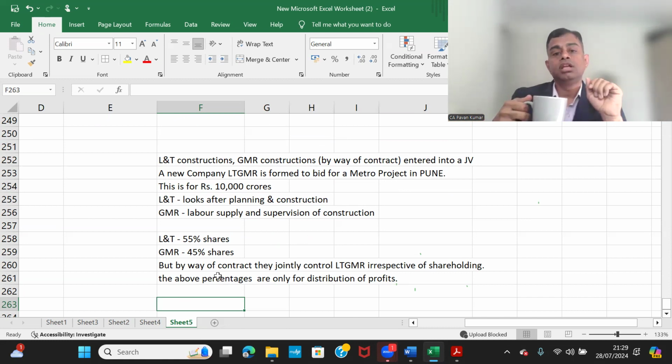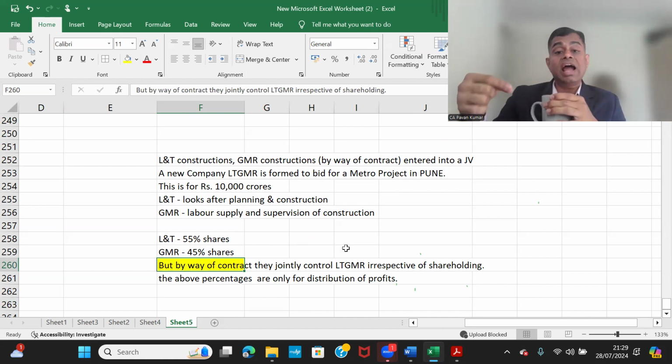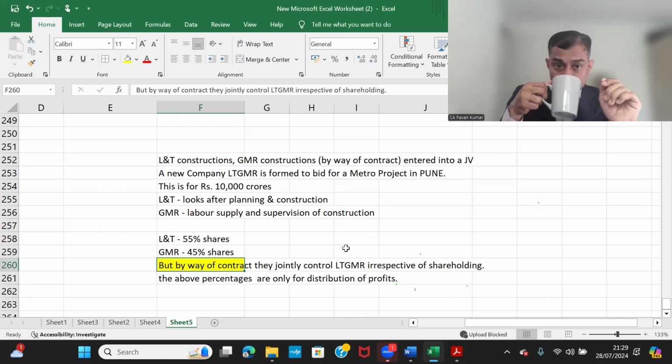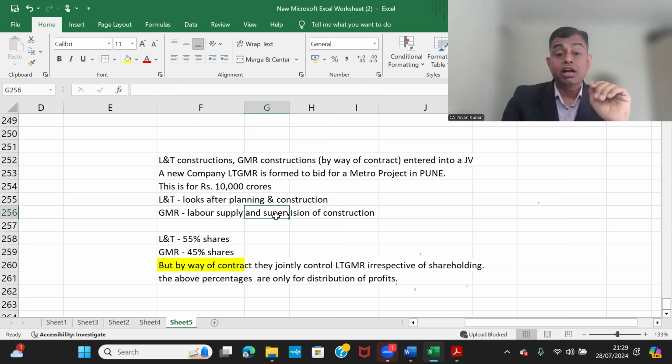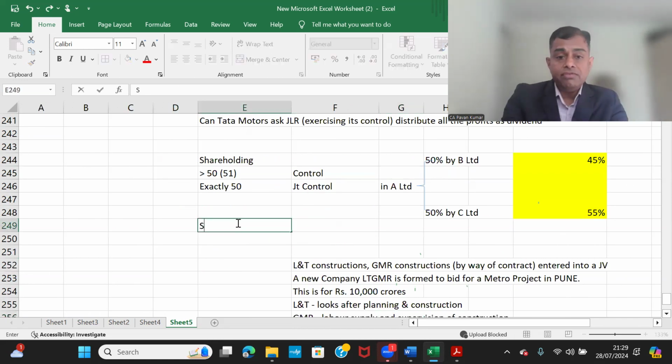Interesting. So if this sentence is not there, straight it will go to AS 21. But because of this single line, by way of a contract, both of them are jointly controlling. Because of this, it will go to accounting standard 27, not 21. This is joint control. Now, third important word is significant influence.